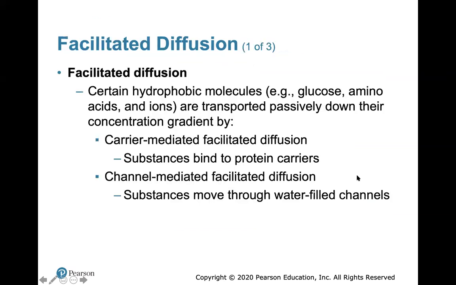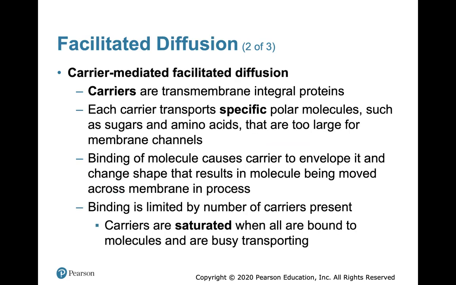Facilitated diffusion then, certain hydrophobic molecules like glucose, amino acids, and ions are transported passively down their concentration gradient, but they need a little help to get through the membrane. So we have protein carriers that these substances can bind to get through the membrane, or there's channels that substances can move through. Carrier-mediated facilitated diffusion just means that carriers, they are transmembrane integral proteins, and they will transport specific polar molecules like sugars and amino acids that are too large for the membrane channels.